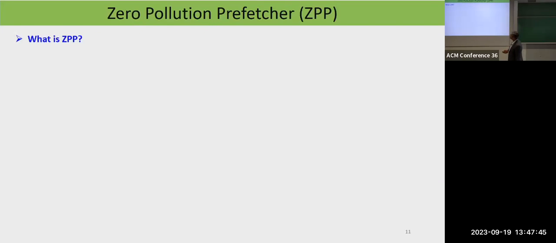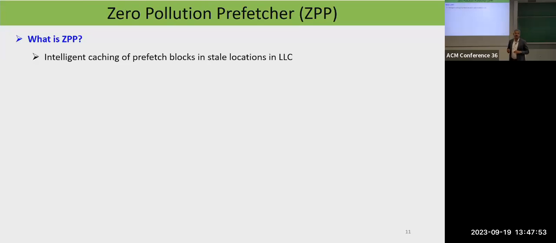So now we are proposing a technique known as zero pollution prefetcher. It's known as ZPP. So what is ZPP? It's an intelligent caching of prefetch blocks. I'm not going to propose any new prefetching. A state-of-the-art prefetching technique is being used, but where I keep the prefetch block, that's where we work on.